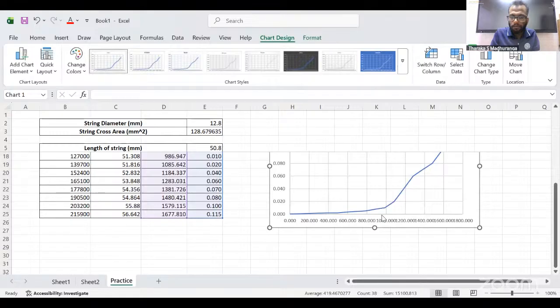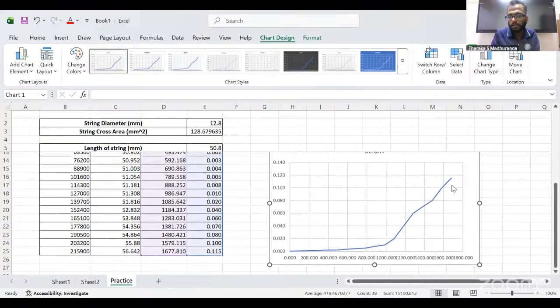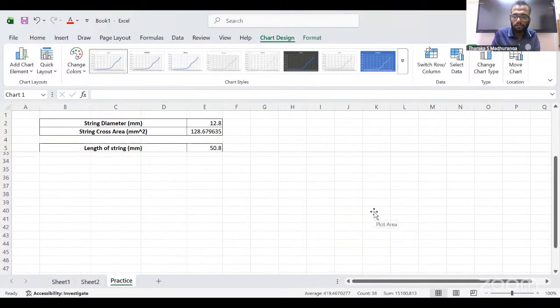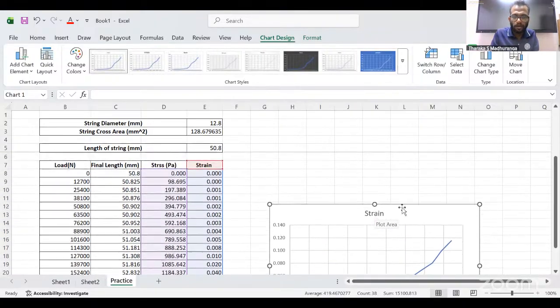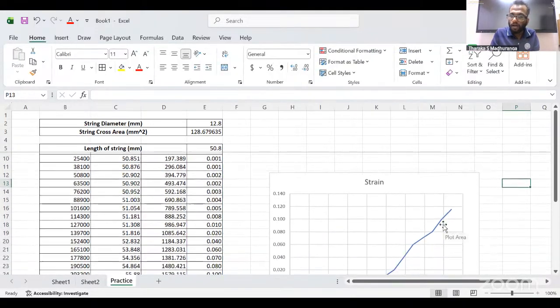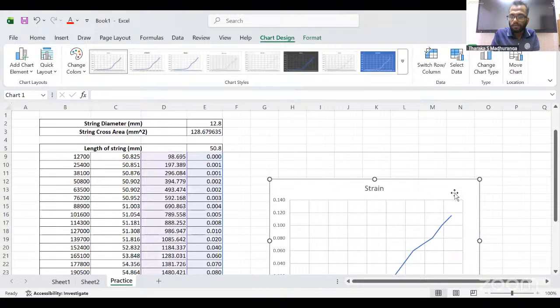I think you can remember the graph shape, no? Up to this point it is the proportional limit, elastic limit. Up to this point, the yielding point, breaking stress and breaking point. This is the actual experimental graph. Alright, this graph also we can edit here.